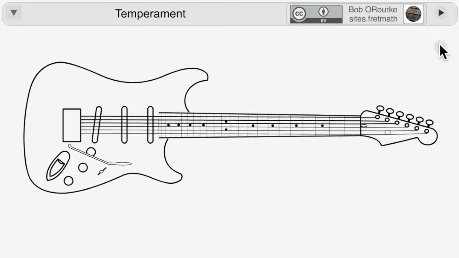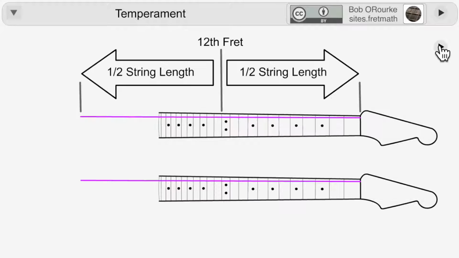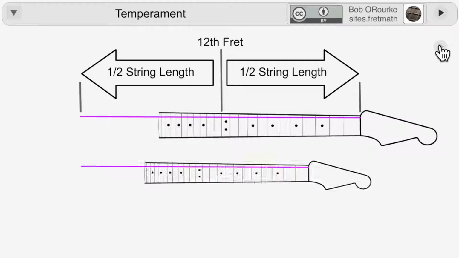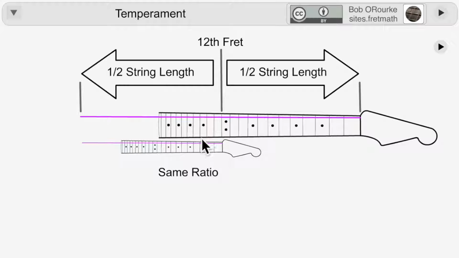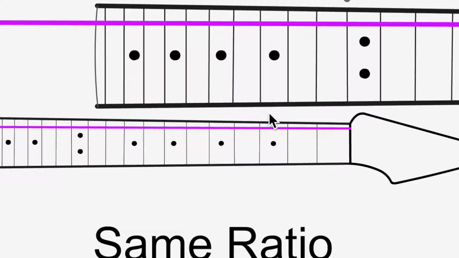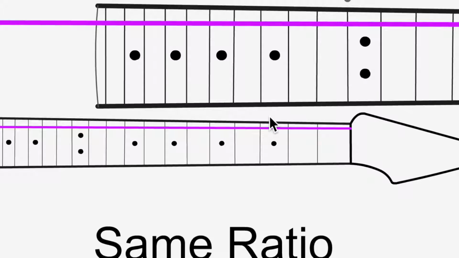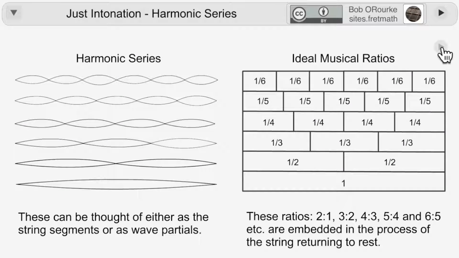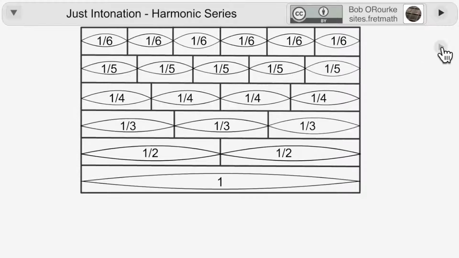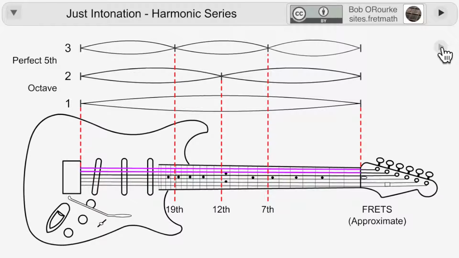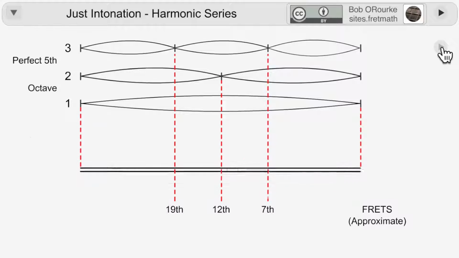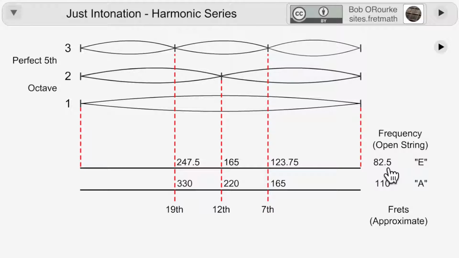The standard 12-tone equal-tempered guitar strikes a balance between the equal divisions of the octave and the natural harmonic vibrations of the string. So on these equal-tempered guitars, you can see here that the frets are separated by the same ratio throughout the fretboard. And on the other hand, the just or ideal ratios are the simple whole number ratios, which originally at least derived from the harmonic series as the string vibrates. Now the most important of these intervals are the octave and the fifth. The octave approximately at the 12th fret and the fifth approximately at the 7th and 19th frets.